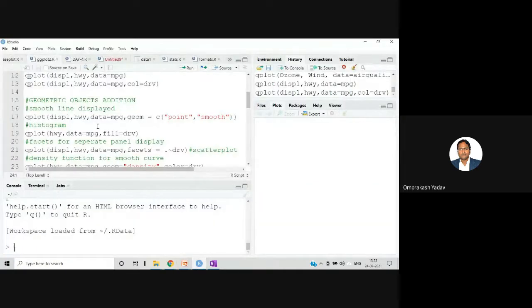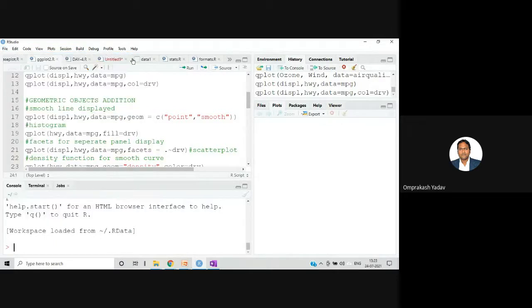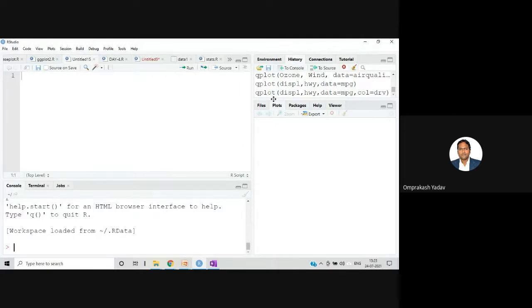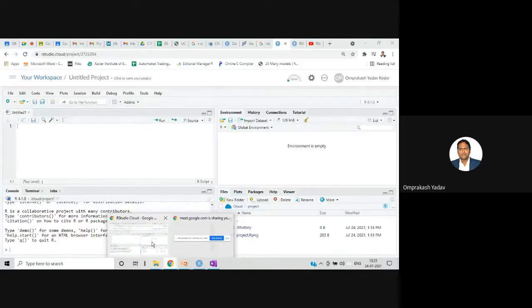So if you see here, it's exactly similar to, let me start a new one. Yeah, so it exactly looks similar to my RStudio Cloud. Okay, there is no difference at all. So that's why I used to tell you that you don't have to install anything in the first session. I'll tell you, right? So we won't be wasting any time.